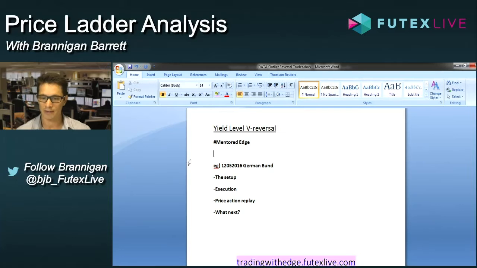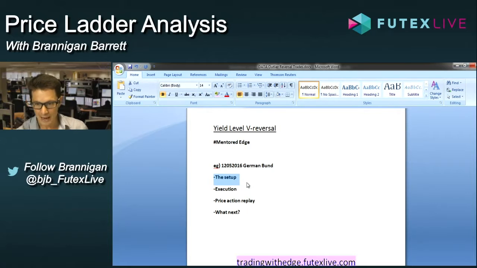When I go over the actual price action, I'm going to show you what it looks like, what the paper looks like as it comes into the market, and more importantly, how you can make money out of it. So, straight into it. The example we're going to use is from the 12th of May, last week, in the German Bund, the German 10-year Bund. I'm going to briefly talk about the setup.